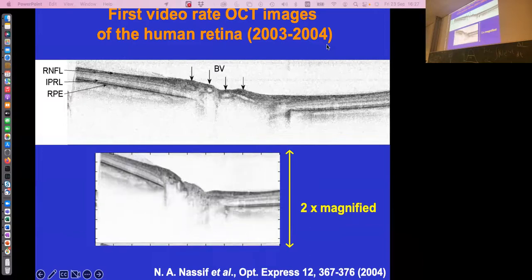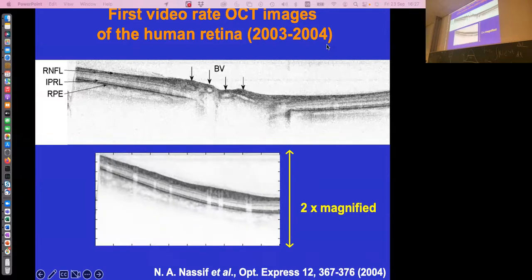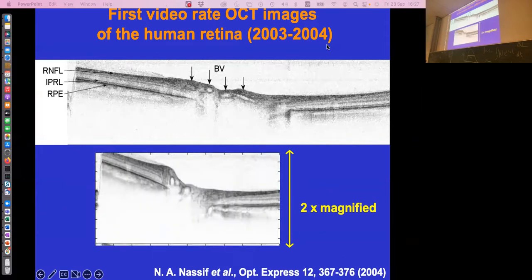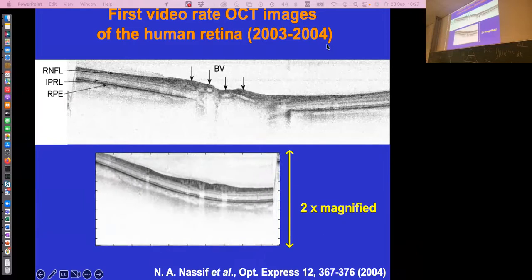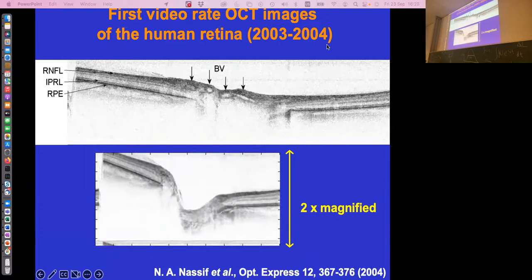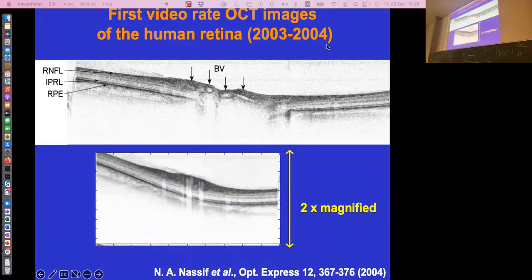Then this came out. Many companies jumped on it. Nearly every company that was selling systems realized they had to jump on this bandwagon. This is going to change the field completely. If we're not in now, we'll never recover. Optovue started, Heidelberg Engineering started with their systems, and it has completely revolutionized ophthalmology.